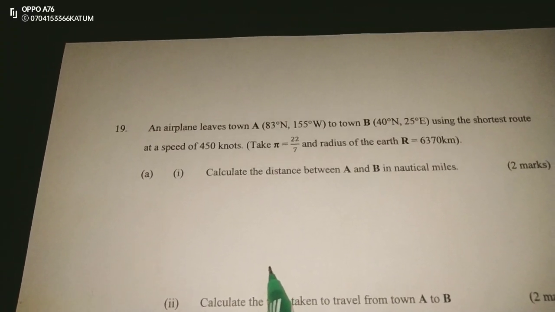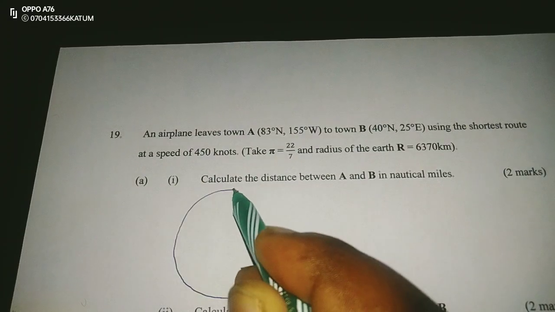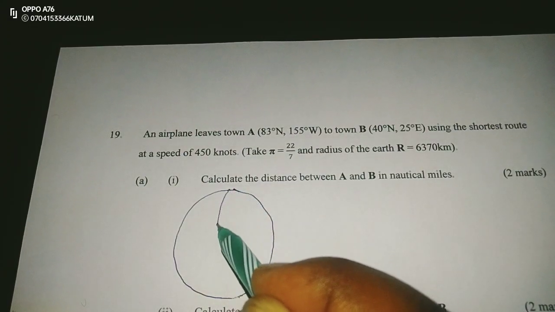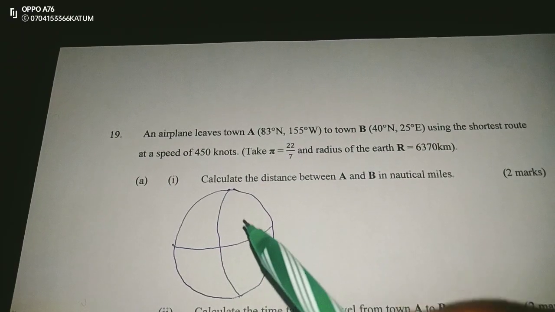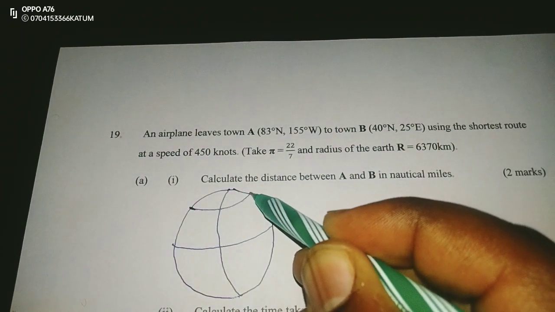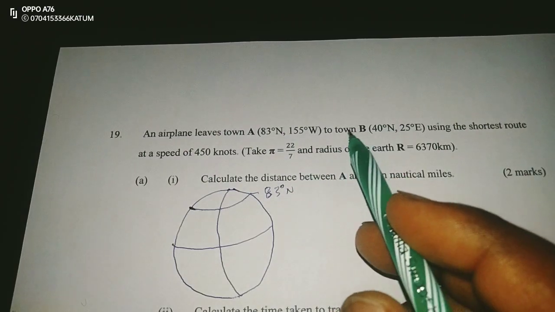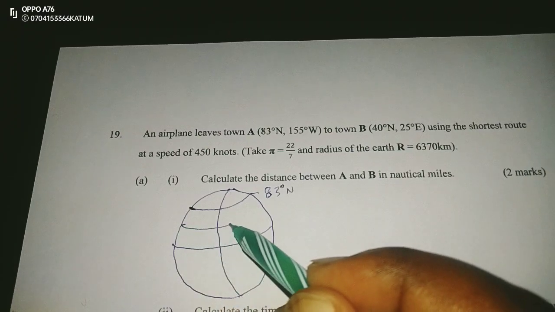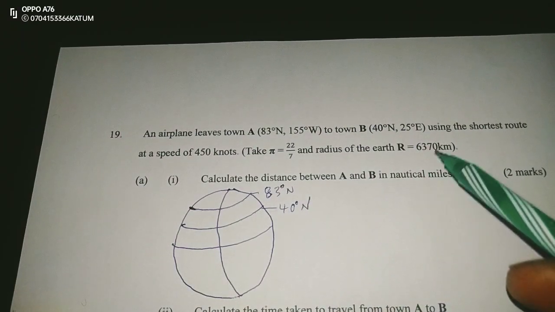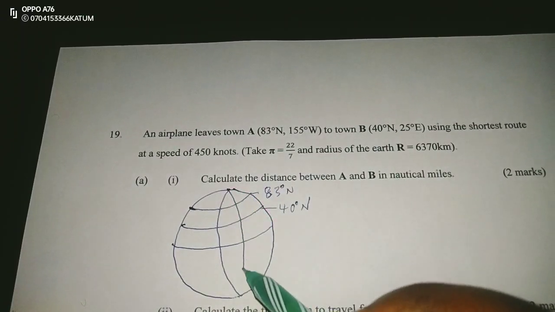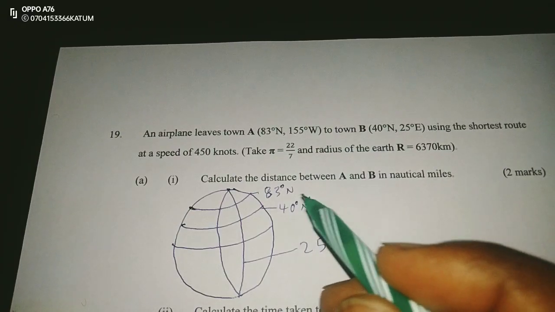Therefore, we are calculating the distance between town A and B in nautical miles. I'll begin to sketch the positions of towns A and B. One town is 83 north, and another one is 40 north. Those are the latitudes. Then the longitudes are 25 in the east, that is for B, and 155 in the west.